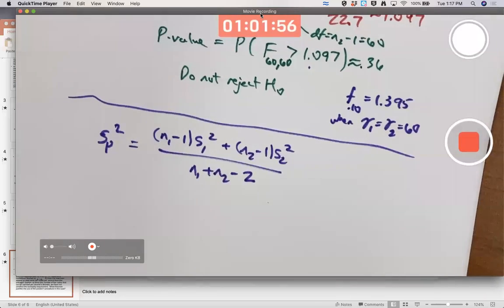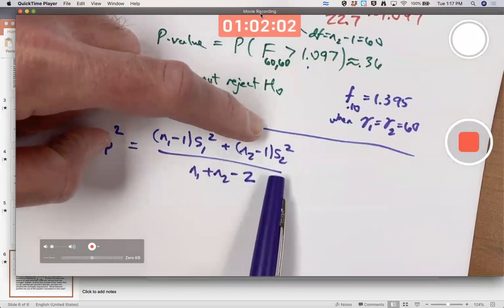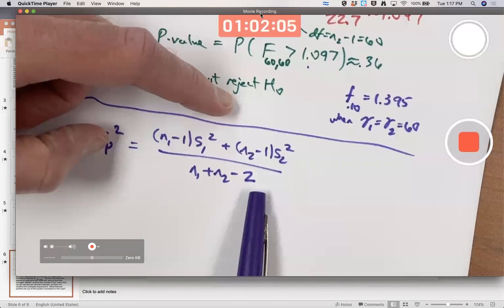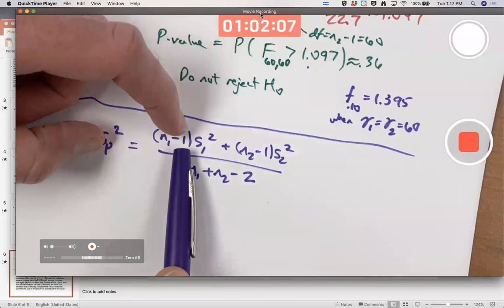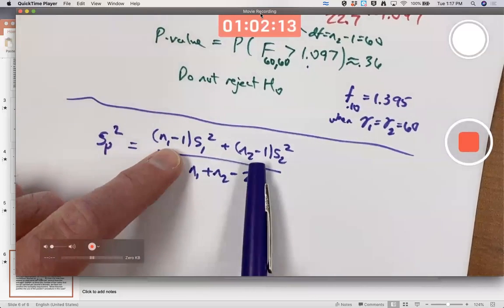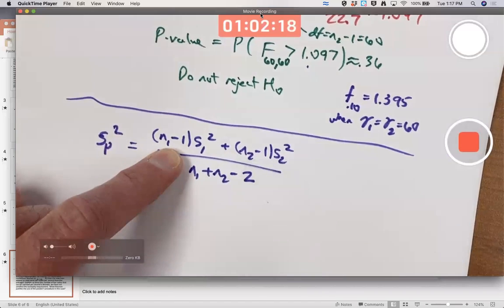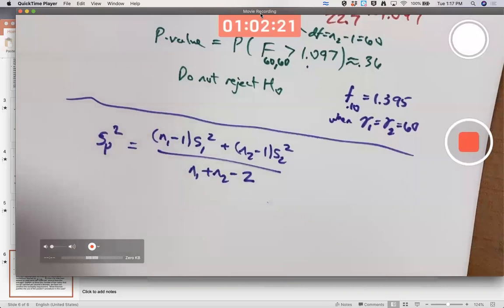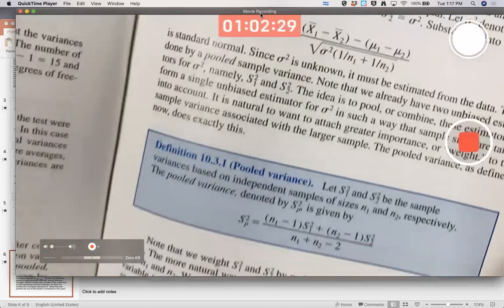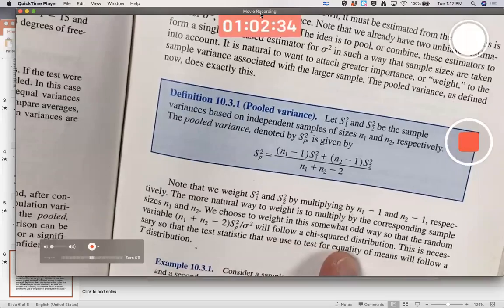A more natural kind of formula would have been to use n1 times s1 squared plus n2 times s2 squared, divided by n1 plus n2. But no, we subtract 1 there and subtract 2 there. Do still notice, however, that this thing in the bottom is still the sum of these two things. The weighting is weirder. The book does mention why it's done in this way, though it doesn't go through the complete derivation. It's done so that this random variable is going to follow a chi-square distribution so that you can use that fact.